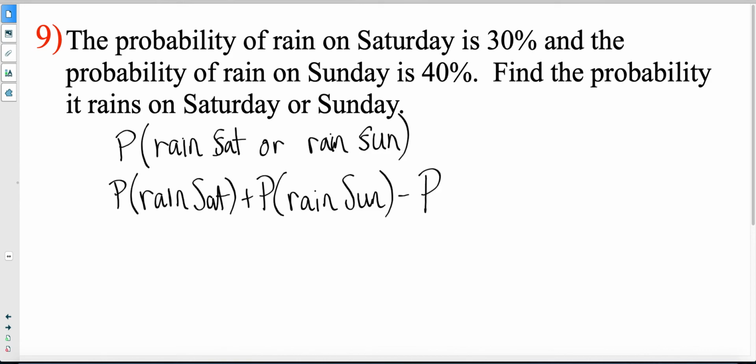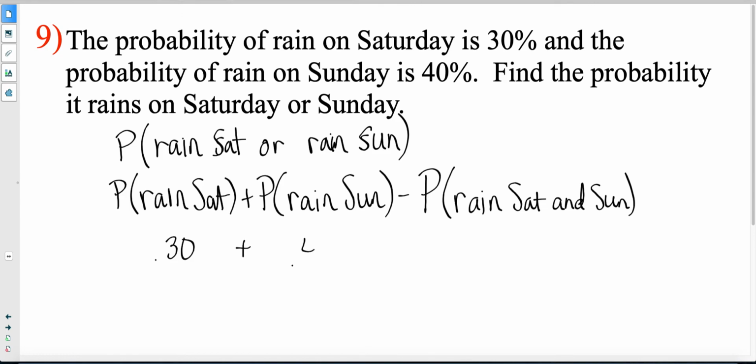so minus the probability of rain on Saturday and Sunday. Right, we don't want it to rain both days. So we have to take that out, that possibility of that happening on both days. So we got some easy percentages to use here, so there's not a whole lot of thought process from here.